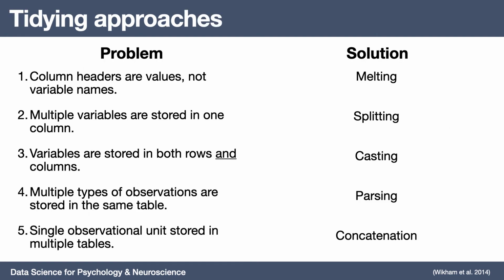So these 5 problems and these 5 solutions represent the major mechanisms of making untidy data tidy. Melting, splitting, casting, parsing, and concatenation all are tools that you have for making individual data tables tidy. The important part to really bear in mind is that how you set up your tidy data table depends a lot on your analytic goals.